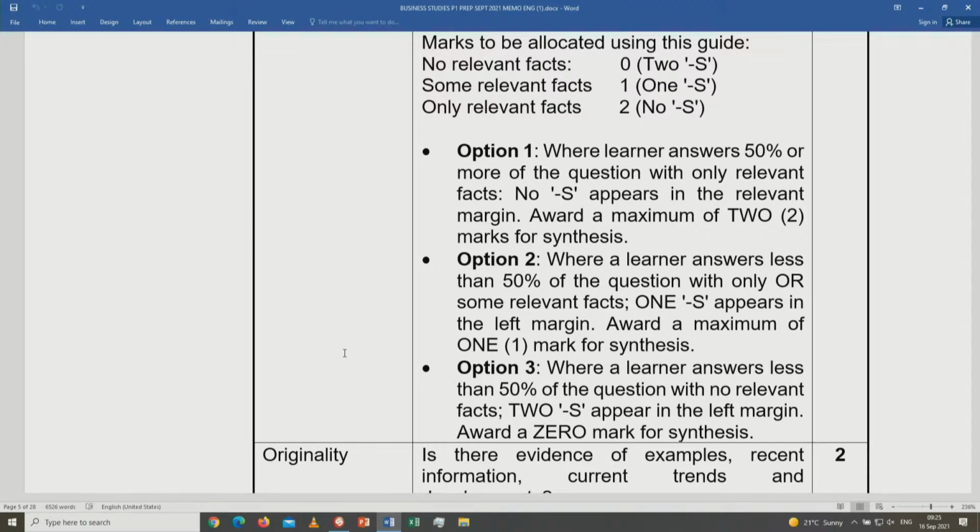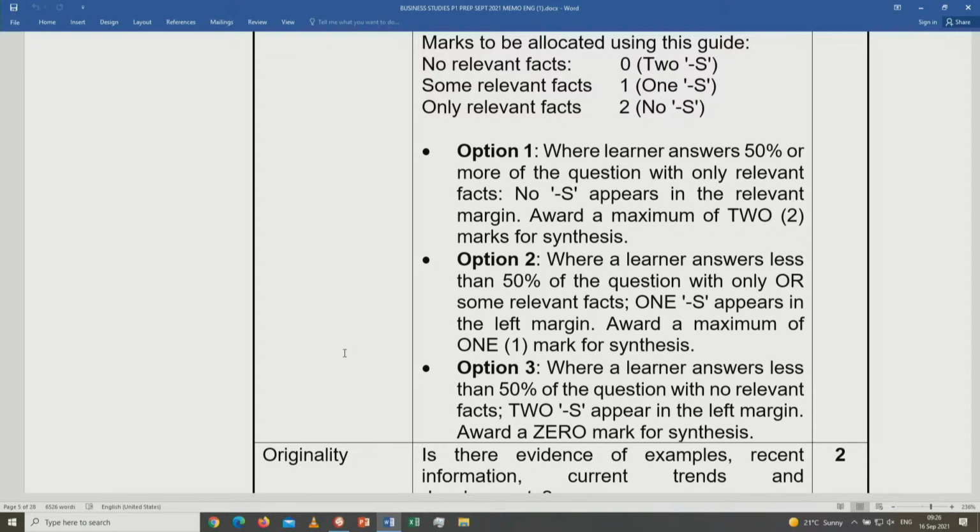And later on we'll learn of option 4. Option 1, where a learner answers 50% or more of the question with only relevant facts. No minus S appears in the relevant margin, and award a maximum of 2 marks for the synthesis. Now here, you must be careful. With option 1, we are saying where a learner answers 50% or more. What is 50%? When you look at the essay, it has 4 bullets, meaning it has 4 instructions or 4 questions. Now, if a learner in the essay addresses 2 or more of those 4 instructions, and whatever the learner has discussed is relevant, the learner will get full 2 marks for synthesis, because the learner has addressed at least 50%.